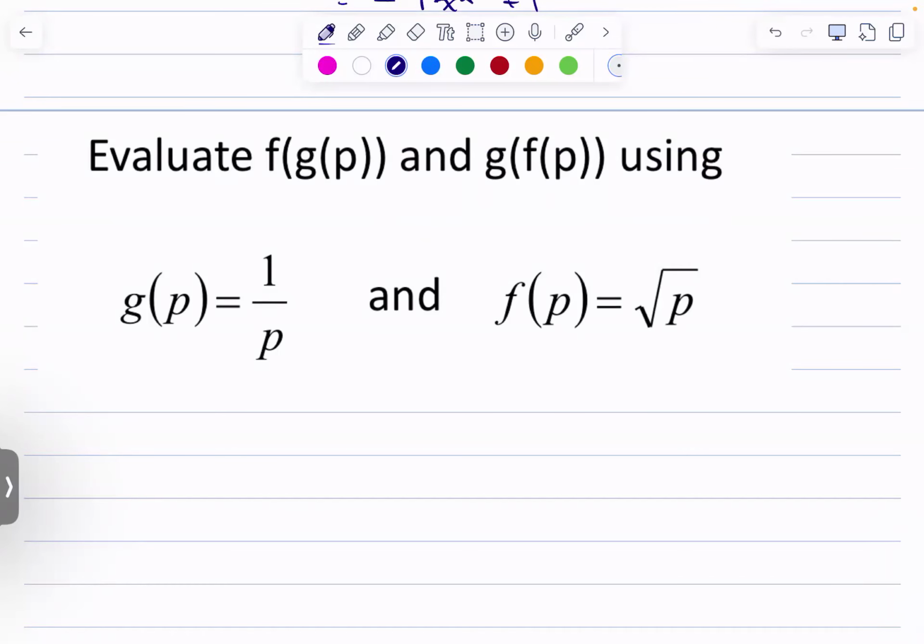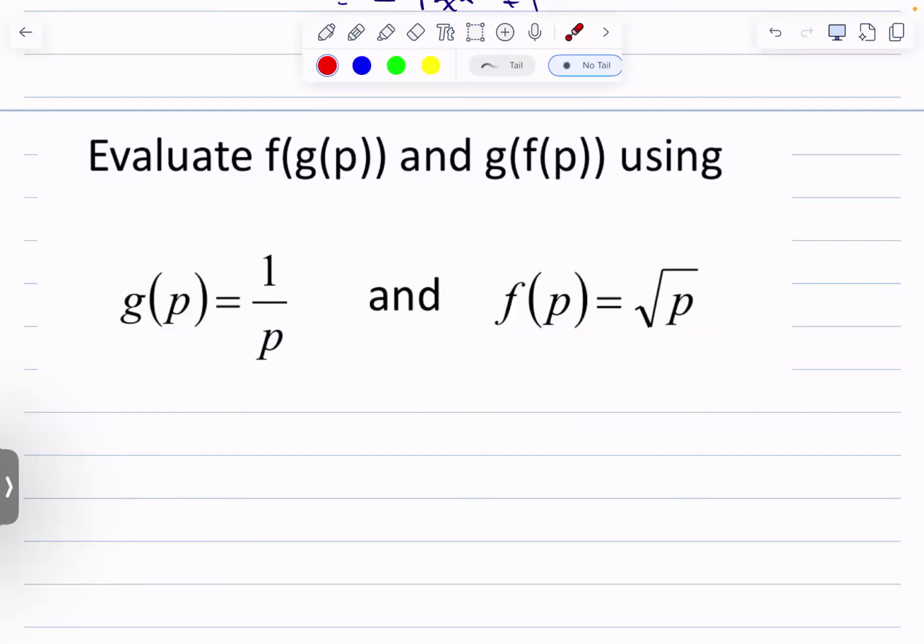Finally, I give you some functions, right? For us to evaluate f of g of p and g of f of p, and we already know they're not going to be the same, right? Because that's what we established. So we've got g of p, which is 1 over p, and f of p, which is the root of p. So you want to be nice and careful here.